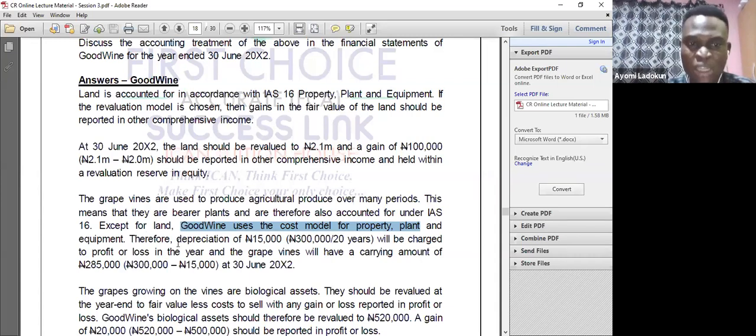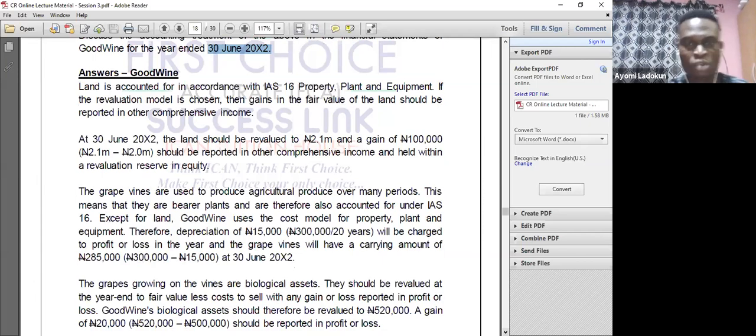So therefore, you need to calculate your depreciation. Don't forget, they already told us that it has a carrying amount of 300. So you divide by 12 to get your depreciation, to now be charged to the P&L account. Okay, all right. And the grapevine itself will now have a carrying amount of 285, when you remove the depreciation from the carrying amount. Because that carrying amount means they have done depreciation as at that date. So you now need to calculate the carrying amount as at, if you look at the question, June 20x2. So just for 1 year, because the information started from 20x1.